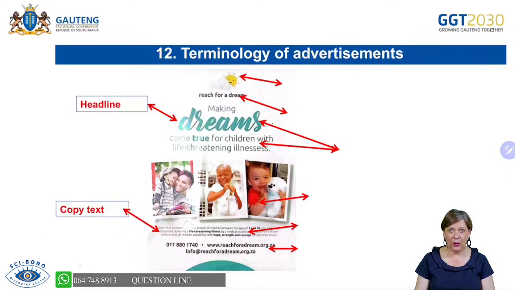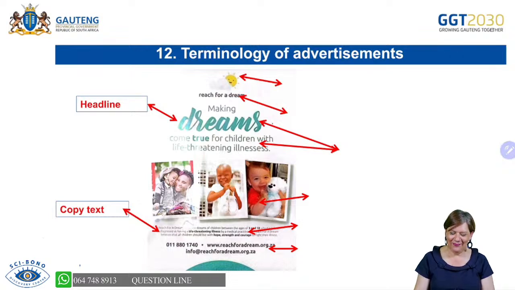Underneath the text is what we call the copy text. It's a small print that includes a lot of information. Facts, figures, statistics, adjectives, everything they want to sell their product. Usually we type this over for you if it's not clear in your advertisement. That's called the copy text.